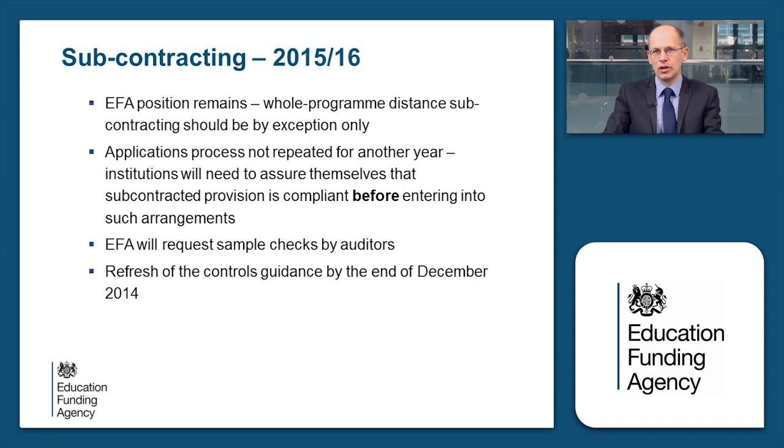We will expect institutions and your governing bodies to assure yourselves that you are compliant with the controls guidance and our other funding guidance. In particular, if you're intending to deliver any distance subcontracting, you'll need to have a clear rationale as to why that provision is exceptional and so should receive EFA funding. EFA will be monitoring the levels of subcontracting through data returns and will request sample checks by auditors to ensure that provision is compliant.